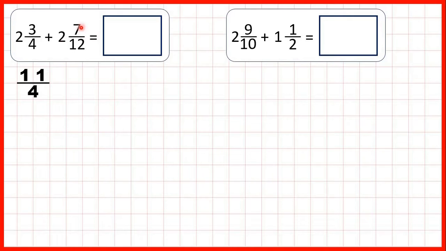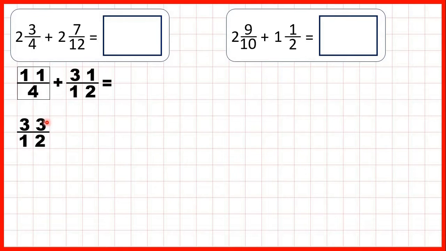We're adding 2 and 7/12, but we can turn that to an improper fraction as well. 2 times 12 is 24, plus 7 is 31, so that's our numerator, and the denominator stays the same. So now we have improper fractions, but to add fractions, we need the denominators to be the same. So we need to find an equivalent fraction to 11/4, which has a denominator of 12. That's 33/12, because remember, to find equivalent fractions, we use multiplication.